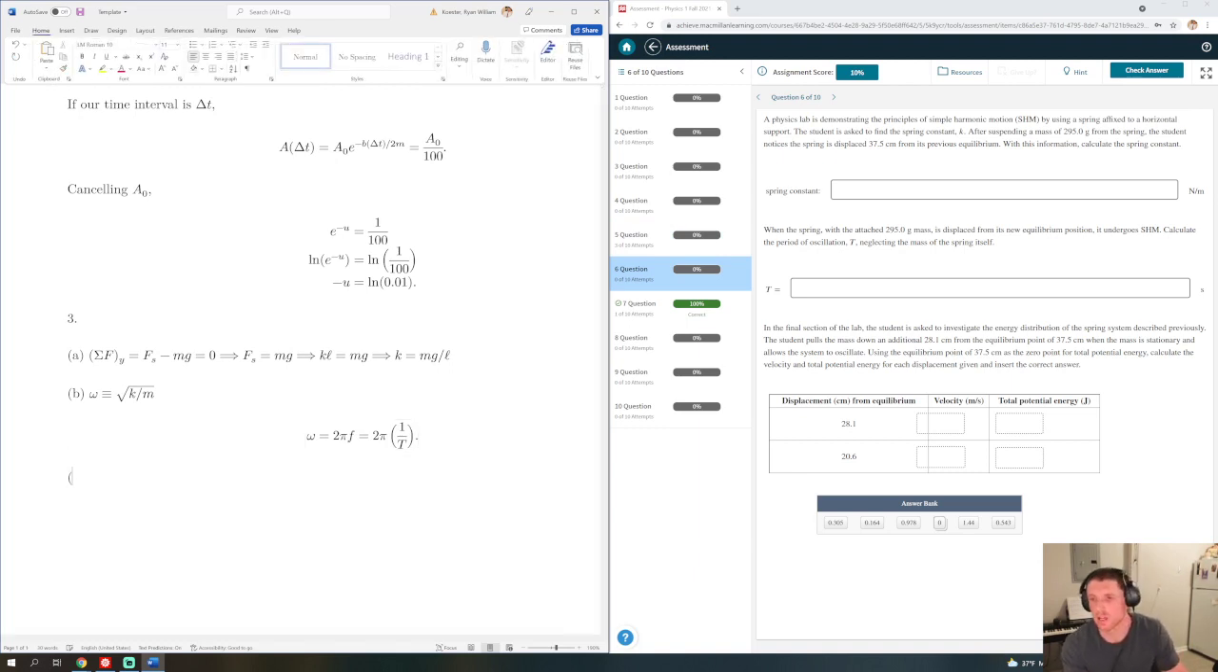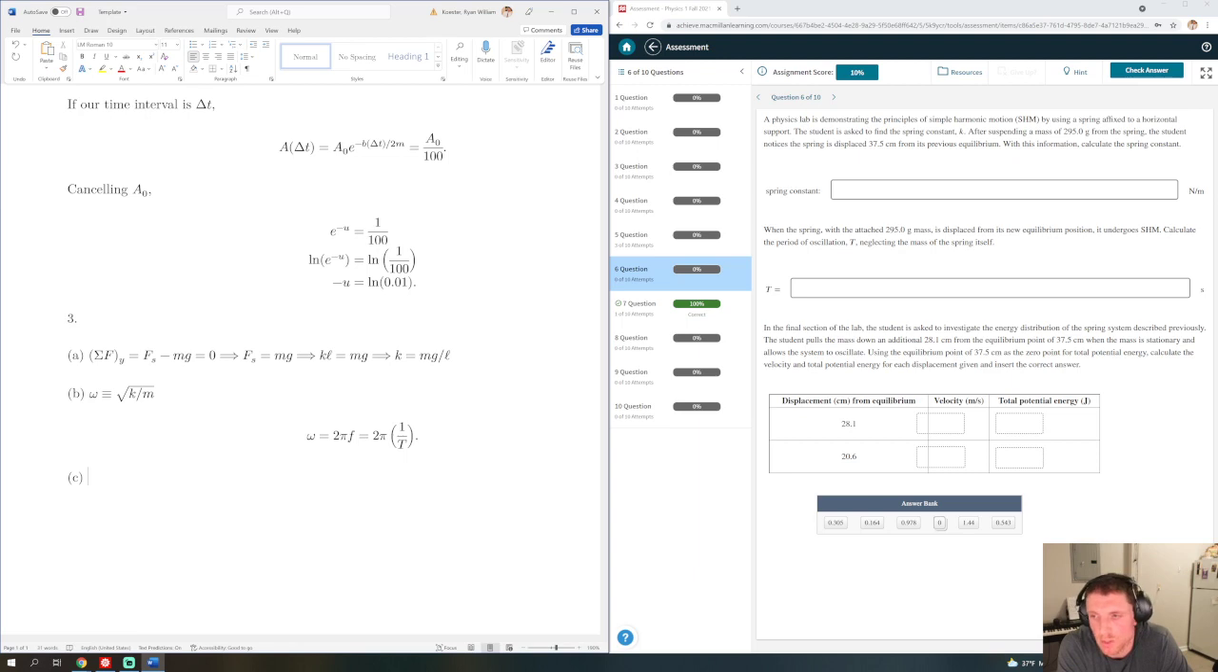Okay, let's see about this last part here. I think this is the part that's obnoxious. Okay, in the final section of the lab, the student is asked to investigate the energy distribution of the spring system described previously. The student pulls the mass down an additional 28.1 centimeters from the equilibrium point of 37.5 centimeters when the mass is stationary, and allows the system to oscillate. Using the equilibrium point of 37.5 centimeters as the 0 point for total potential energy, calculate the velocity and total potential energy for each displacement and insert the correct answer.